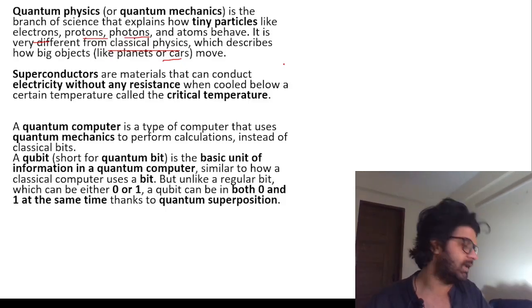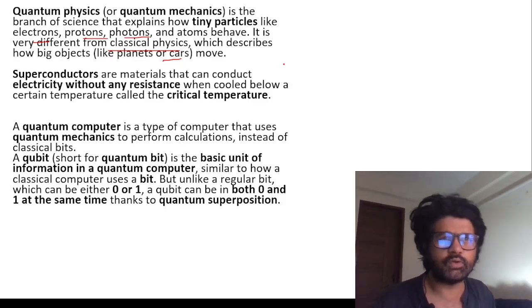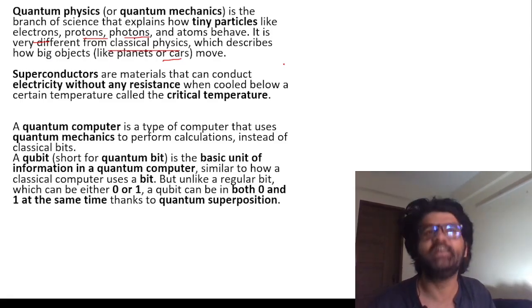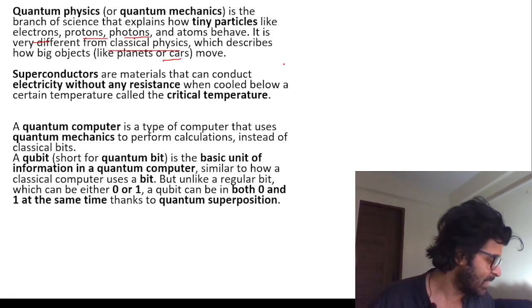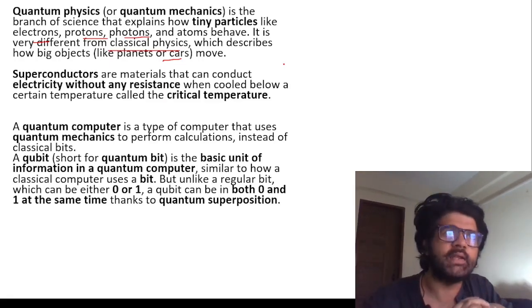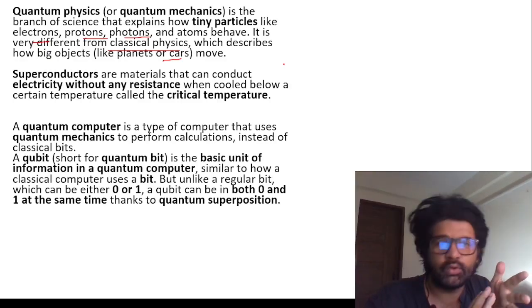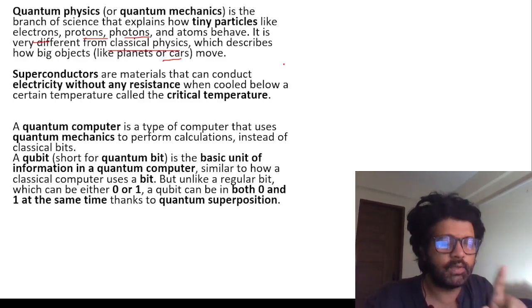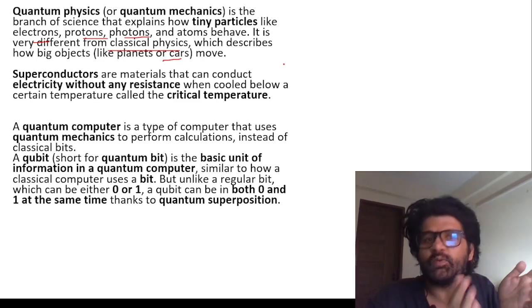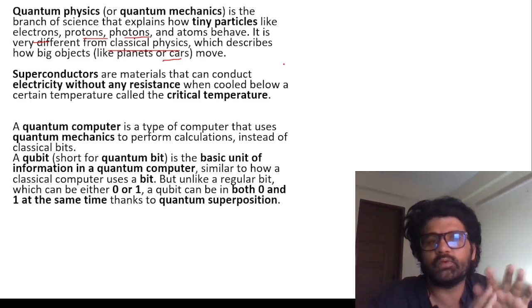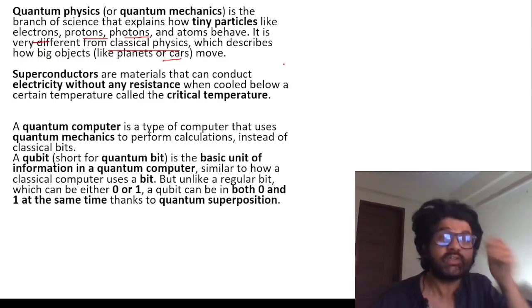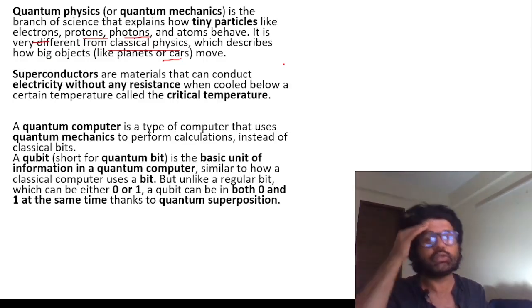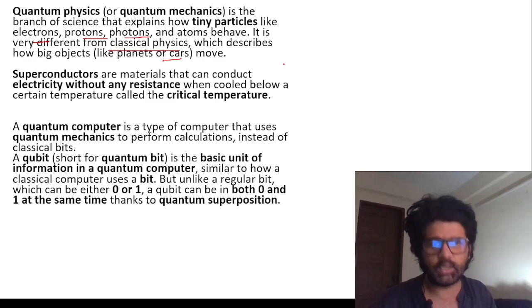Understand one thing. I was watching an Oxford professor who was teaching quantum mechanics. He said, I'm teaching you quantum mechanics right now, but I myself don't know what quantum mechanics is. After the end of this lecture, all of us will not know what quantum mechanics is, because it's tricky and confusing. So we have to focus on things which are actually important.